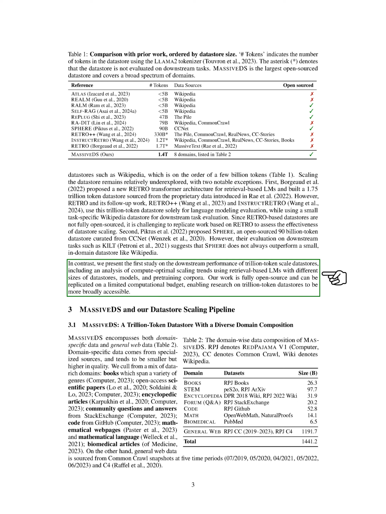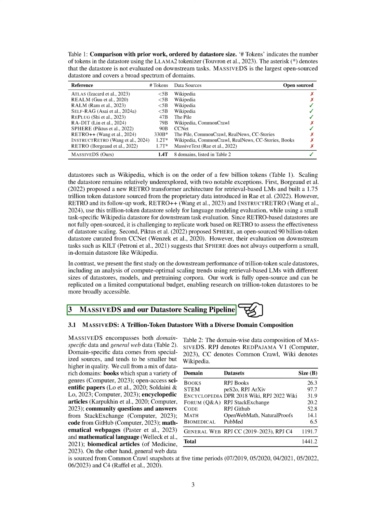MassiveEDS is a trillion-token datastore that includes both specialized domain data and general web data. The domain-specific data is gathered from specialized sources, which tend to be smaller but of higher quality. We collect data from a variety of rich domains, including books across different genres, open-access scientific papers, encyclopedic articles, community Q&A from Stack Exchange, code from GitHub, mathematical content, and biomedical articles.